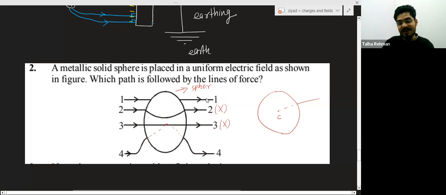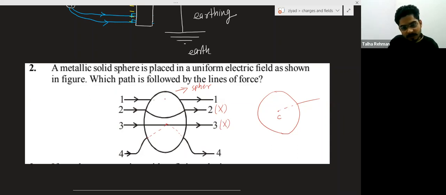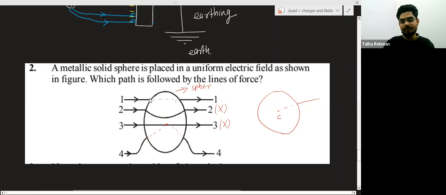And why is 1 not correct? Because this electric field line 1 is not passing through the center. When you join this line, it will be like this. This line number 1 is not perpendicular to the surface. When you join it, it will pass through the center, meaning these lines are perpendicular to the surface.